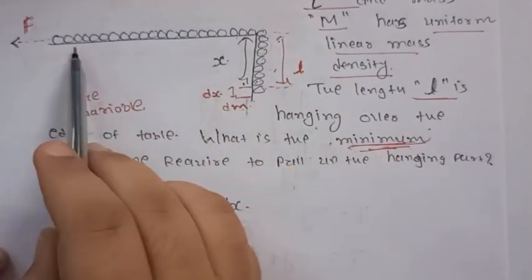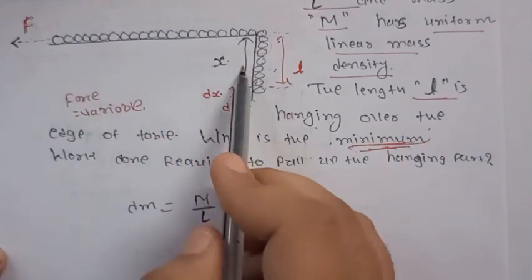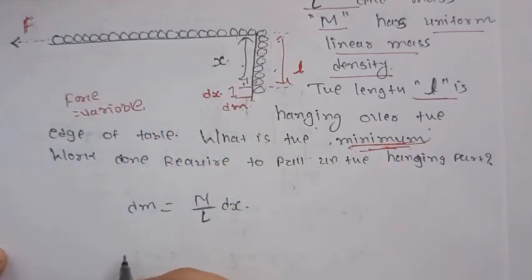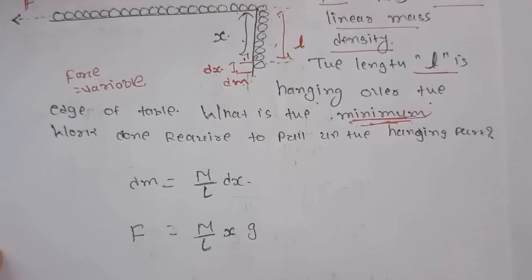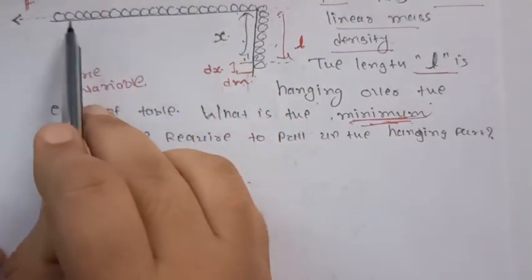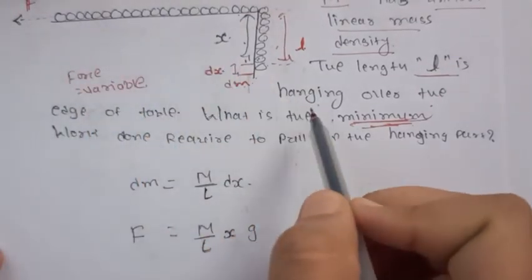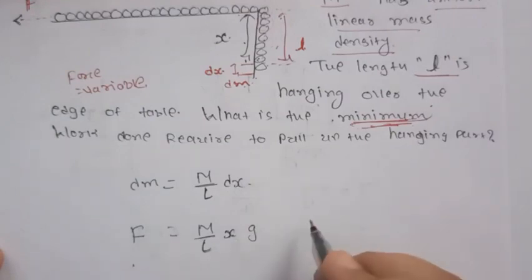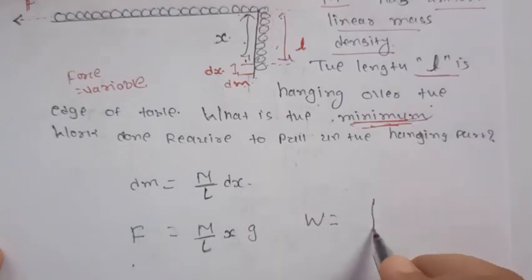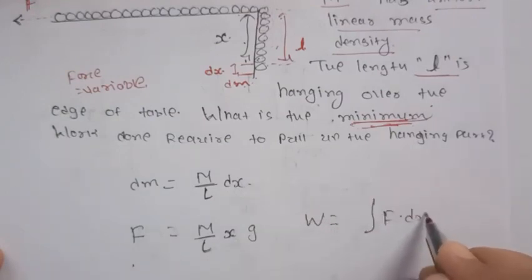To pull the mass of x length, we require the force F that will be equal to m by L into x, that is the mass of the hanging part, into g. This is the force. Now as we gradually pull the chain up, the force will be reducing, so the work done will be equal to the integration of F dot dx.